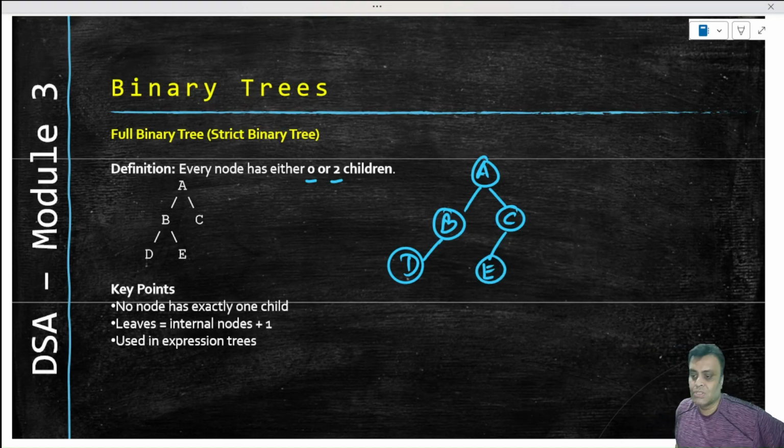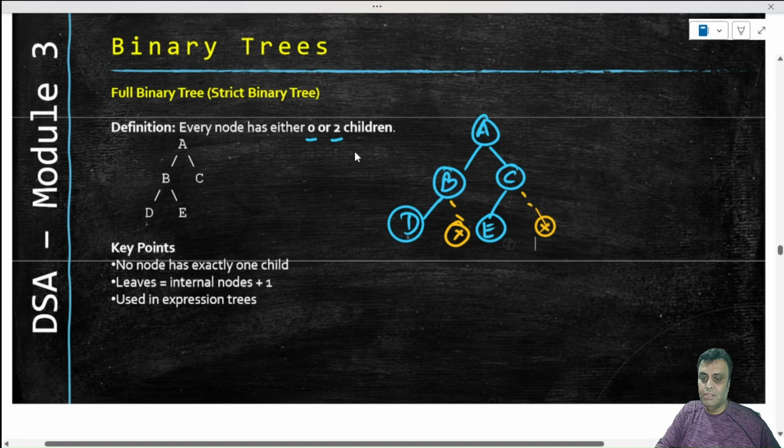You cannot have something like this. Why? Because this particular B has 1 child, and this is missing. And this C also has 1 child, and this is also missing. So you cannot have a tree like this and call it a full binary tree. A full binary tree needs to have every node with 0 or 2 children. We had 1 child for B and 1 child for C, and hence this is not a valid full binary tree. That is the definition of a full binary tree.